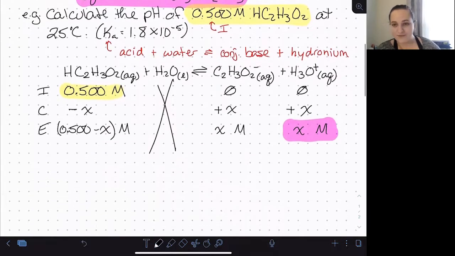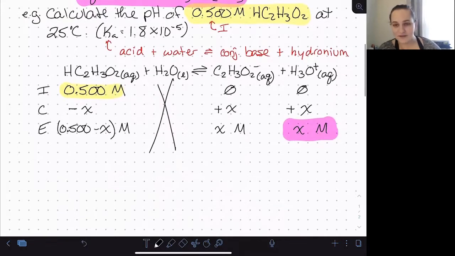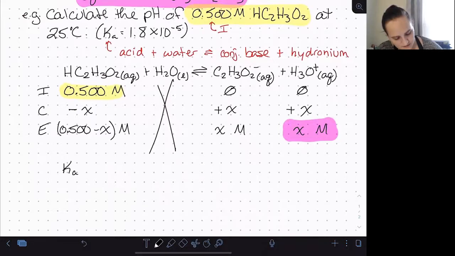So we can do this just like we've always done, plug into our equilibrium expression. So our Ka expression always has the conjugate base, which is our acetate ion, times hydronium on the top, and then our acid on the bottom.